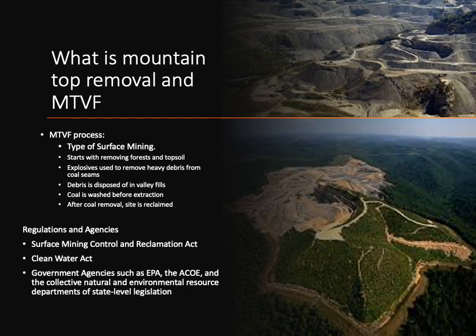What is mountaintop removal? MTVF is a type of surface mining. It starts with removing forest and topsoil and any vegetation on top of the mountain. Explosives, like dynamite, are then used to blow heavy debris away from the scene, and most of the debris is then disposed in valley fills created by the explosions. Before extraction, coal is washed, clearing it of dirt and any residue or ash, and it is then removed and the site is reclaimed. Some things, like the Clean Water Act and the Surface Mining Control and Reclamation Act, are ways that this type of mining is regulated.